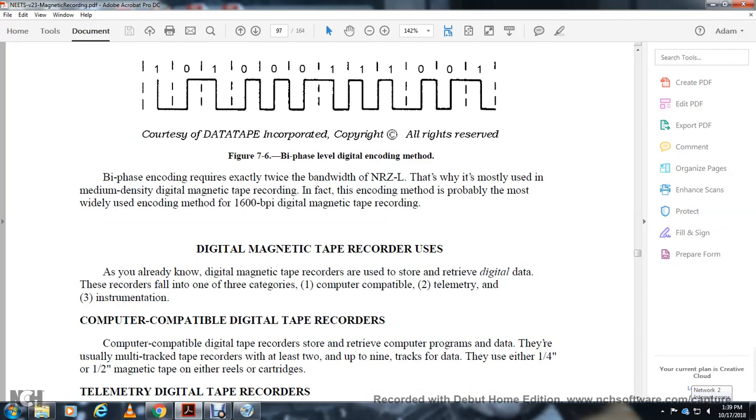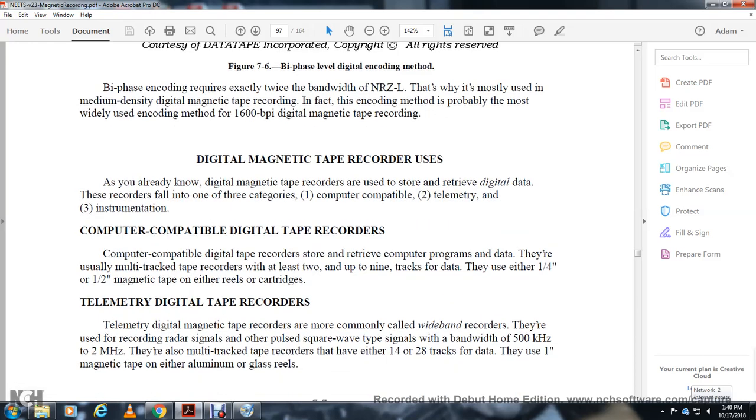Digital magnetic tape recorders, as you already know, record and retrieve digital data. Computer compatible digital tape recorders are tape recorders that retrieve computer program data. They are usually flat pack, multi-track tape recorders with at least 7 or 9 tracks. They use 1/4 inch or 1/2 inch tape, either reel or cartridge.